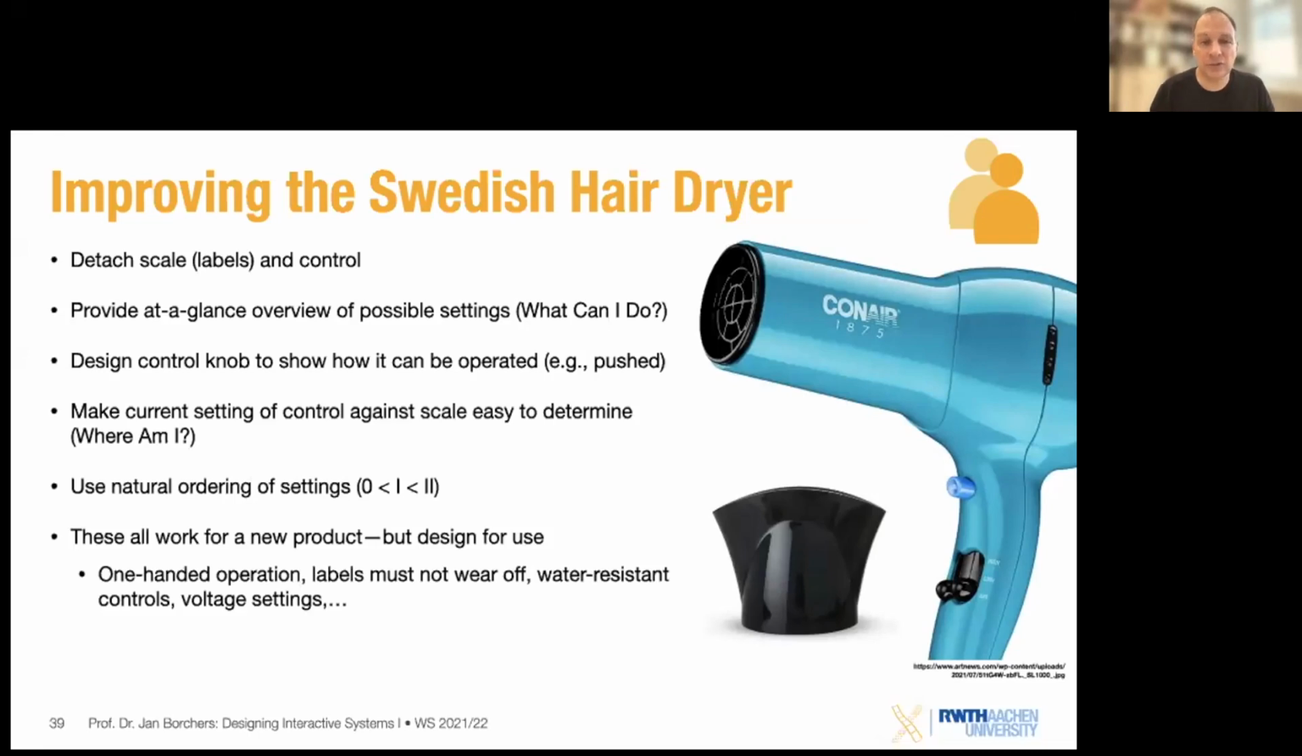We talked about already that this is all fine for a new product, but we need to think about the use case. We talked about one-handed operation already, but also your labels, if they wear off after a few months, then they kind of become useless. You need controls that don't short out and kill you when you touch them with slightly moist hands. Some hairdryers get used in different countries, so they may need a voltage setting. There's lots of things that go into even a simple product like this.